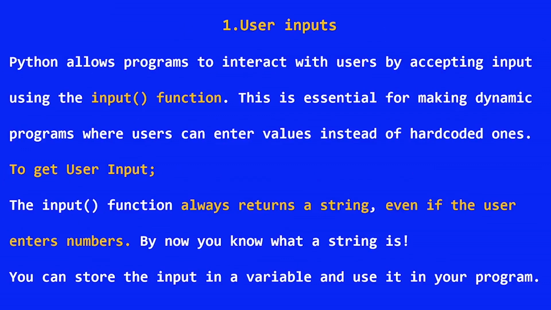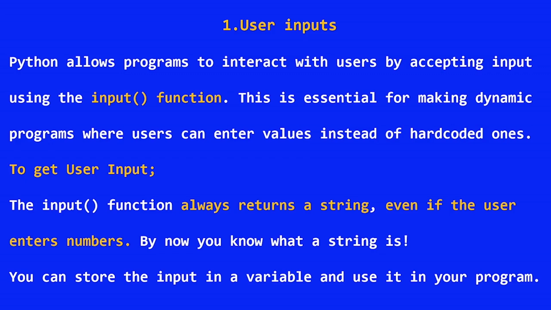So first, we want to look at user input. Python allows programs to interact with users by accepting inputs using the input function. This is essential for making dynamic programs where users can enter values instead of hard-coded ones. To get user input, we normally use the following function. The input function always returns a string, even if the user enters a number.